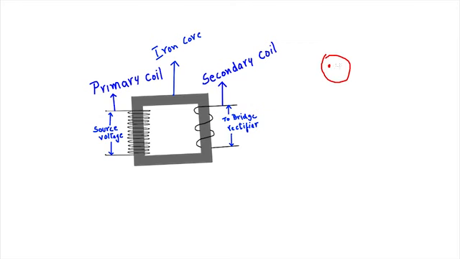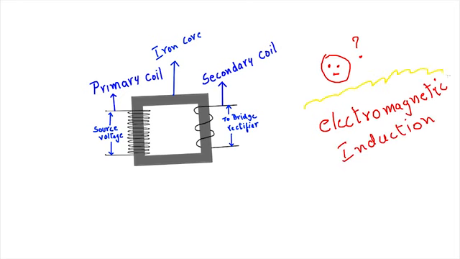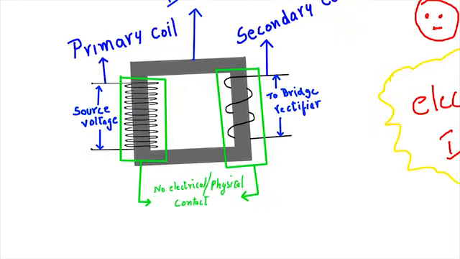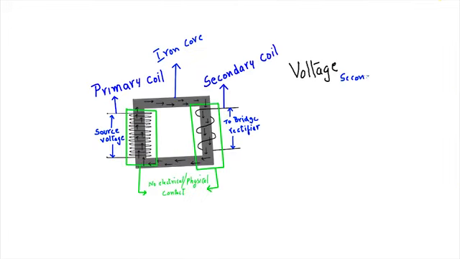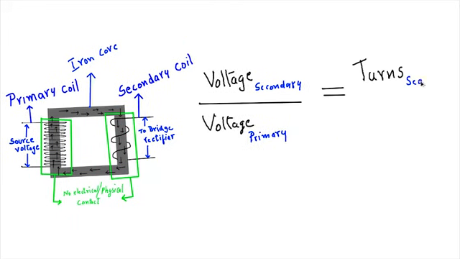So how exactly does a transformer work? To know this, we need to know the concept of electromagnetic induction. Basically, there is no actual physical contact between the coils. So technically, when an alternating current flows through the primary coil, it induces electricity in the secondary coil through the principle of electromagnetic induction. The output voltage or current at the secondary coil is solely dependent on the number of turns and thickness of the secondary coil, provided the EMF induced remains constant.